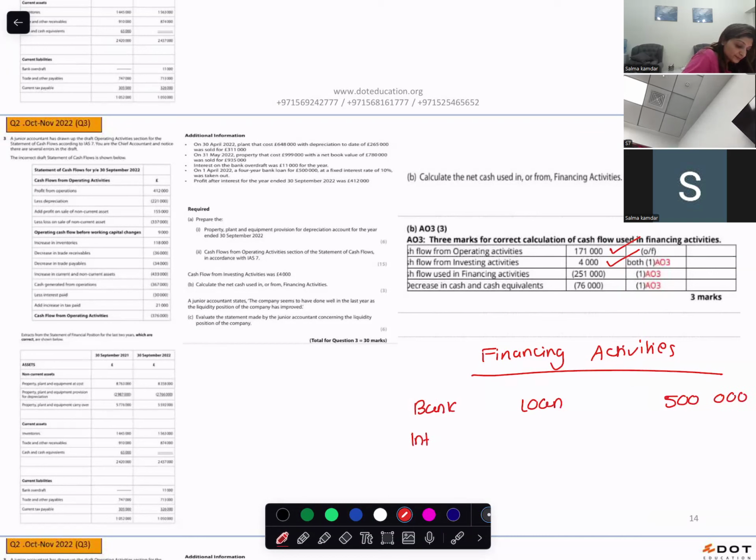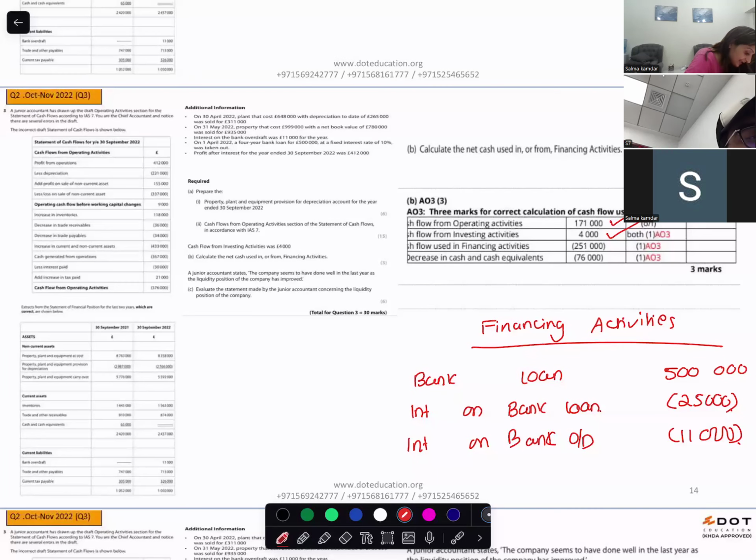Interest on bank loan was 25,000. Bank overdraft was 11,000. But still, is information missing about this? Is the liability side missing? Can you check?